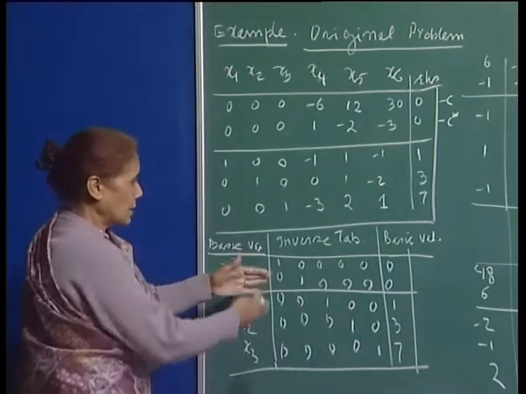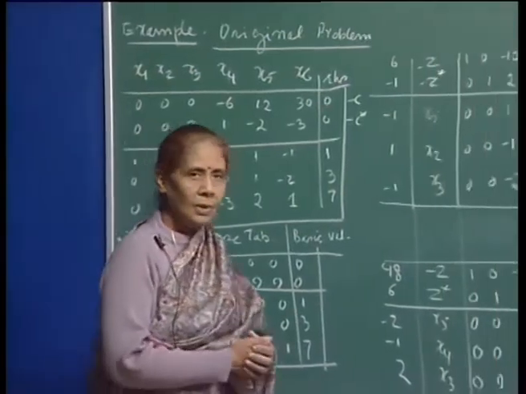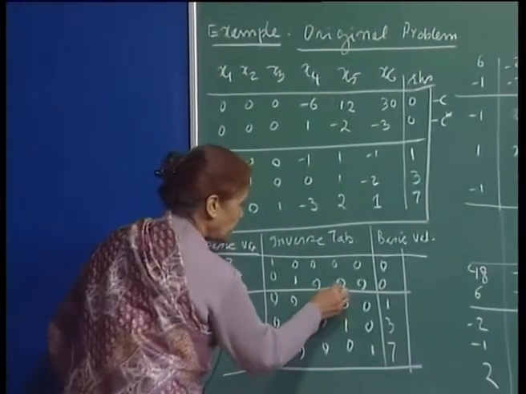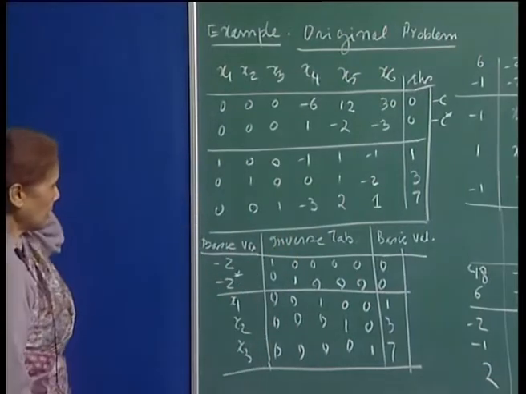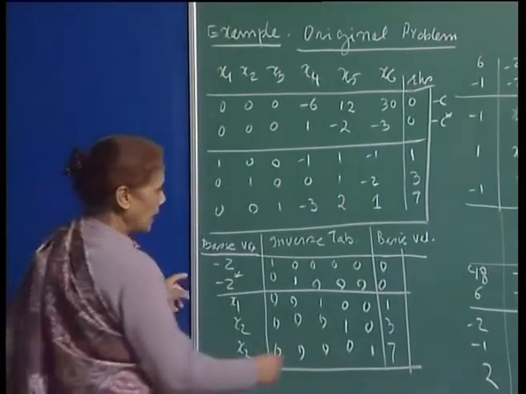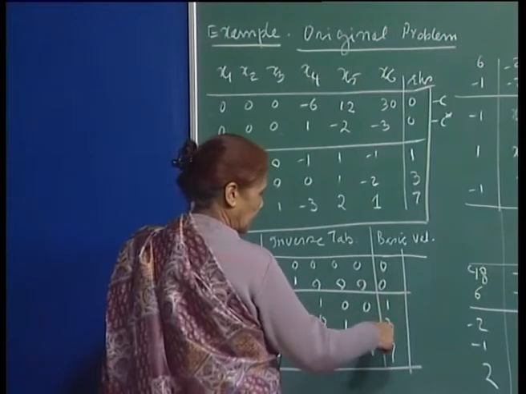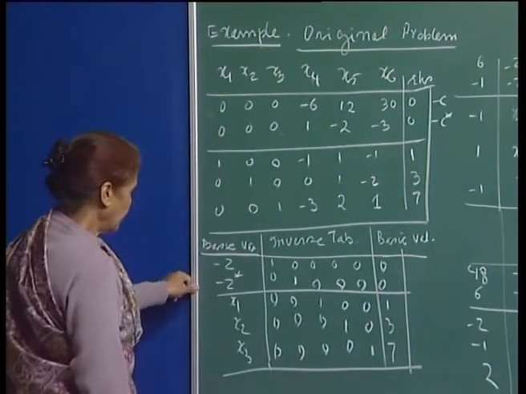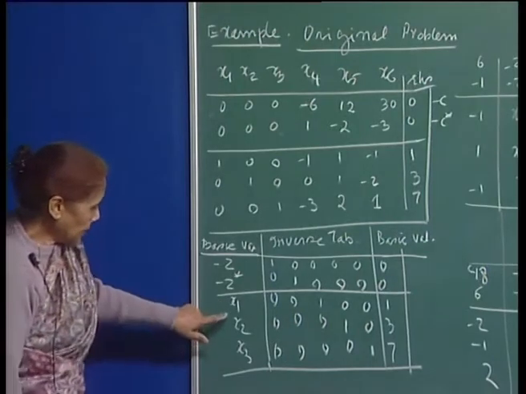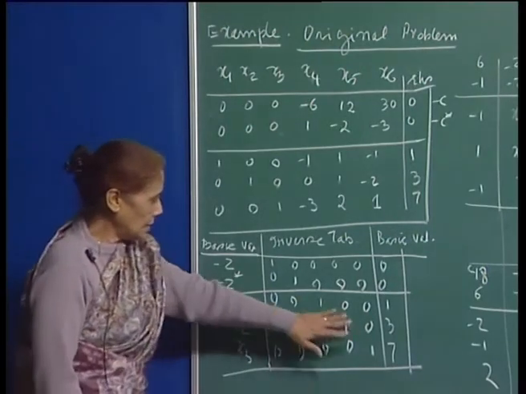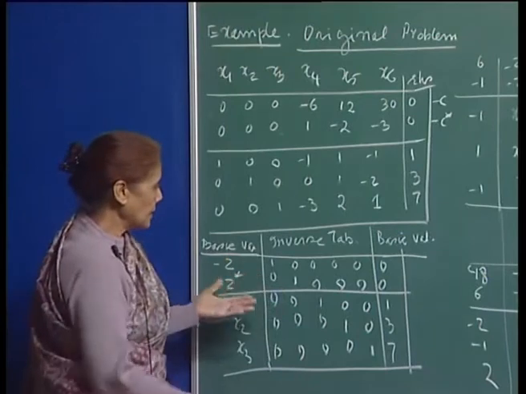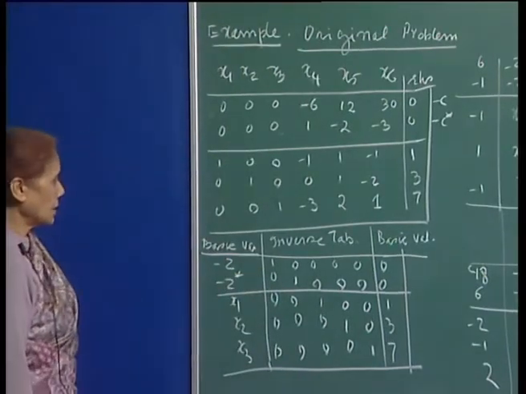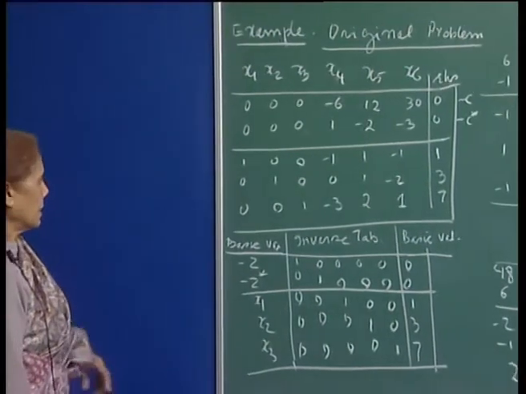Now, I thought this problem I will solve by using the inverse tableau technique. So, let us see, this represents your starting basis. The basic values are right now 1, 3 and 7, objective function values are zeros, and your basis is x1, x2, x3, and the inverse tableau is all identity. So, this is the starting thing.